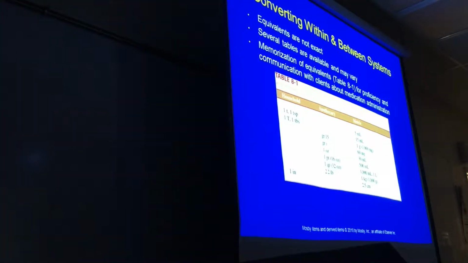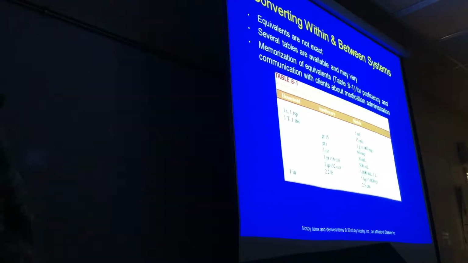So make sure that you understand that when we convert between systems, equivalents are not exact, and that was apparent on that medicine cup when we looked at it. 2 tablespoons matched up with 30 mLs, but 1 tablespoon was just a little bit different than 15 mLs. So it's just really roundabout. That's why we switched to the metric system, because it's accurate. So if you see there, we have 1 teaspoon is 5 mLs, 1 tablespoon is 15 mLs.